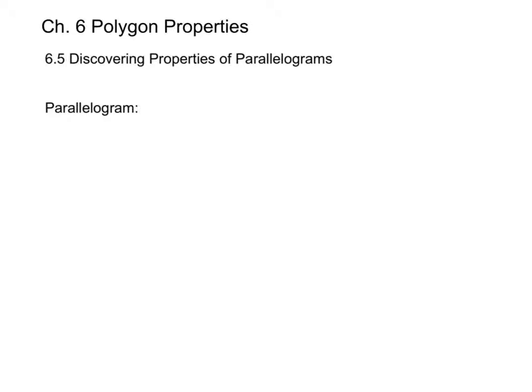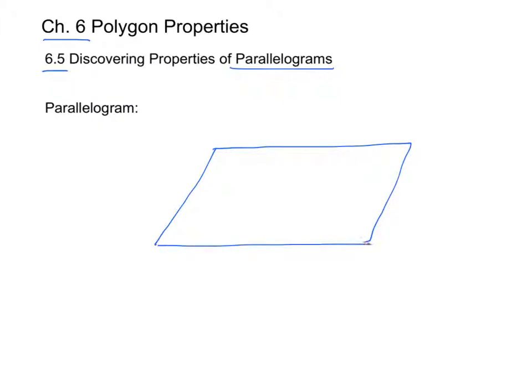So this video continues Chapter 6 of Geometry, specifically 6.5 and 6.6. By the end of this video, you should know a ton of new conjectures that are super useful to know about parallelograms. So what is a parallelogram? We've covered it before, but in case you don't remember, a parallelogram is a quadrilateral whose opposite sides are parallel. So we have two pairs of parallel sides here.